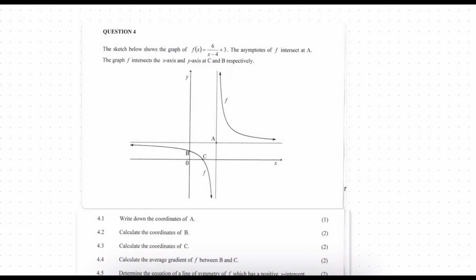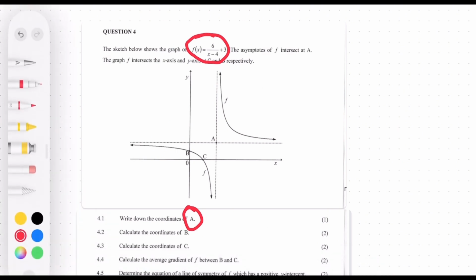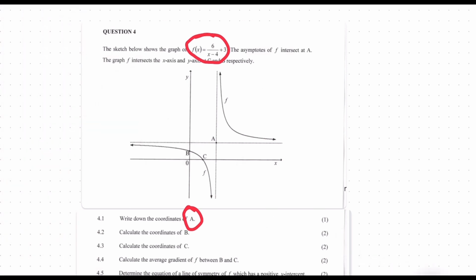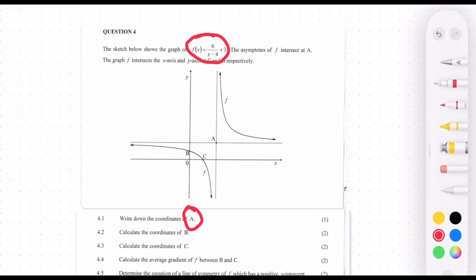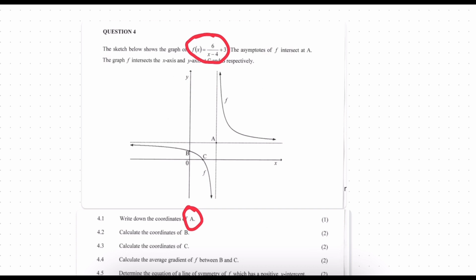f of x equals, okay, they gave us this equation, and then you have to solve the coordinates of A. This is more like a hyperbola, right? It is a hyperbola. Okay, so how do you then solve this? They're saying write down the coordinates of A. Revert to this. You remember a hyperbola is a over x plus p plus q.